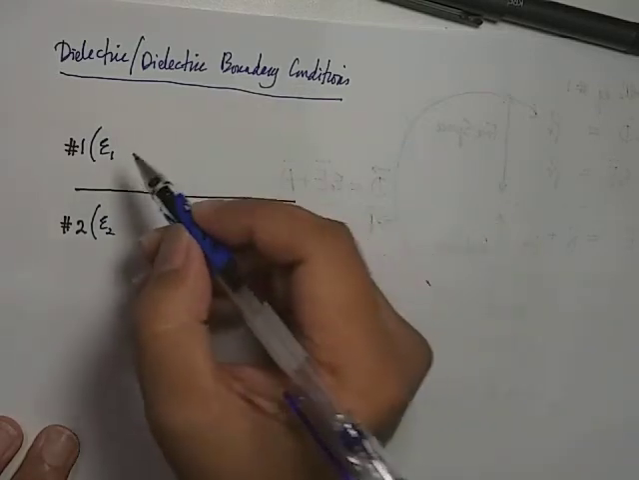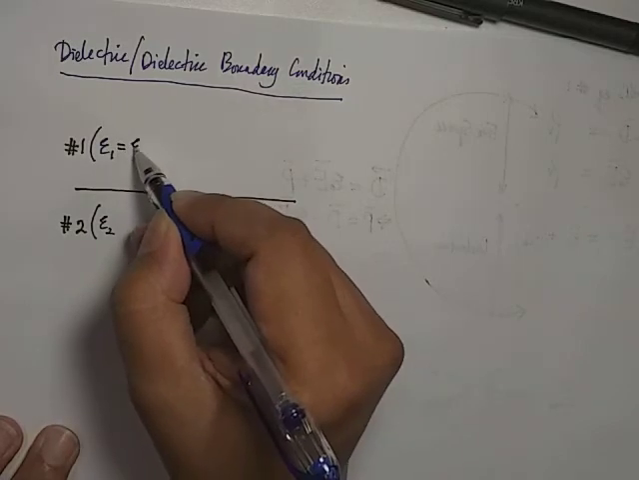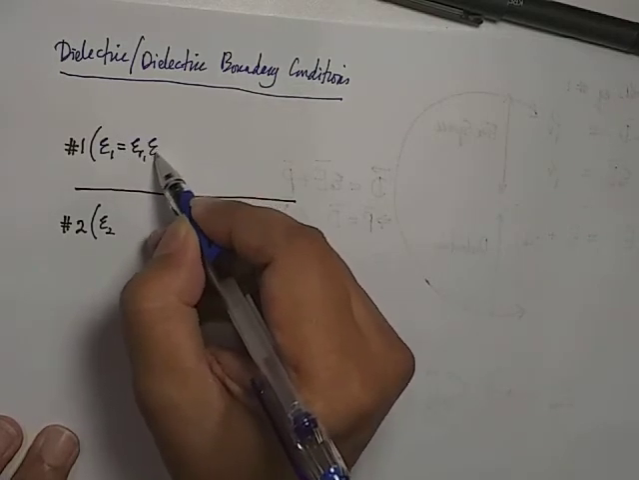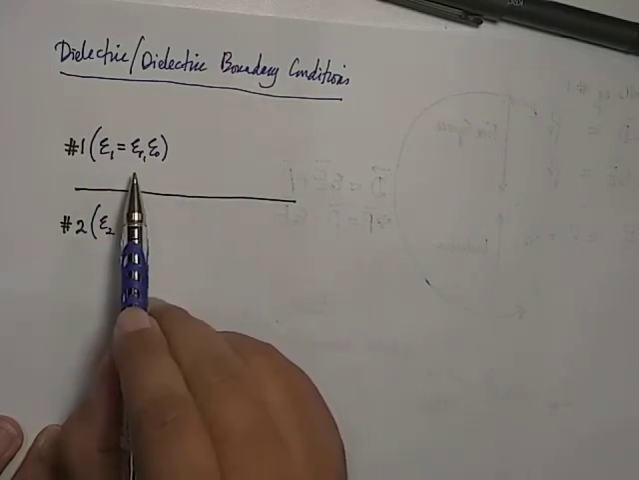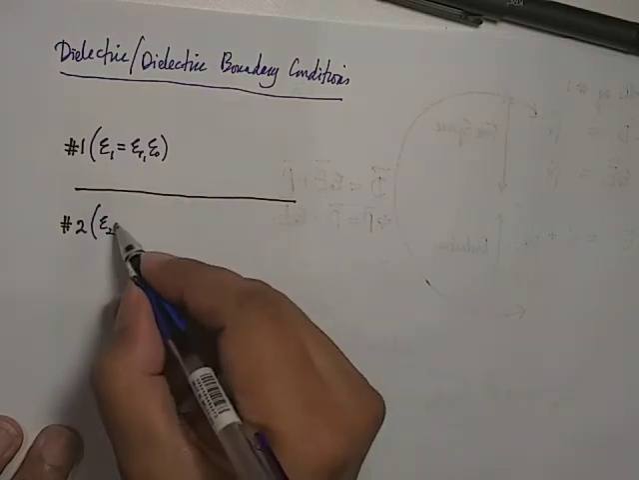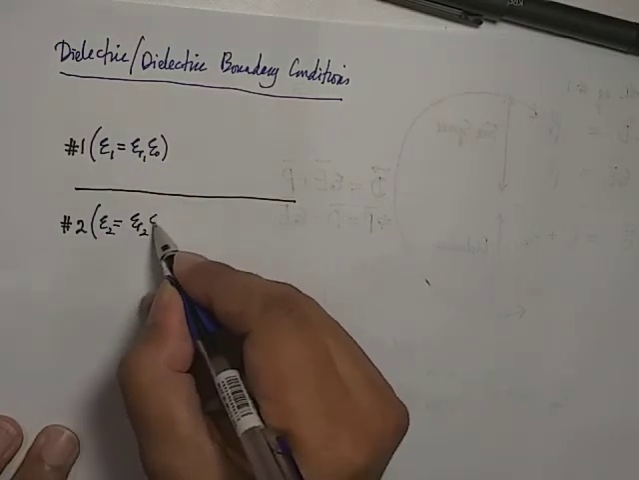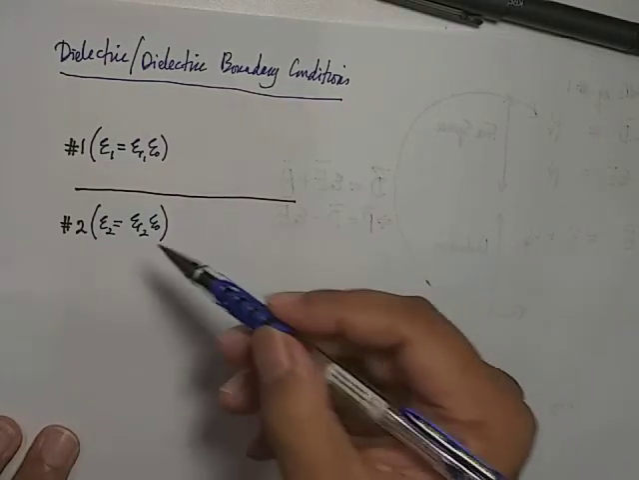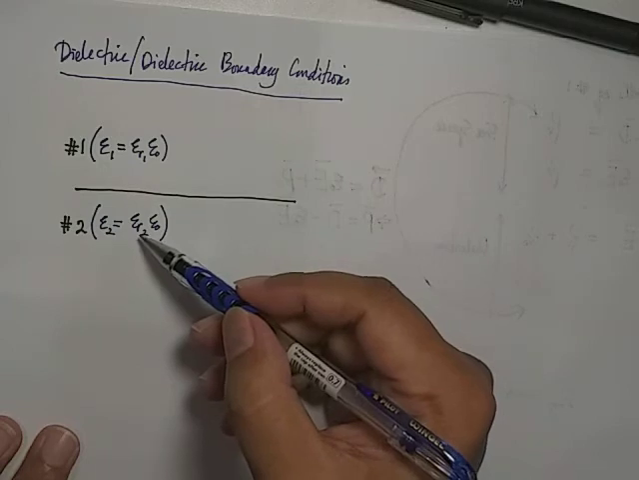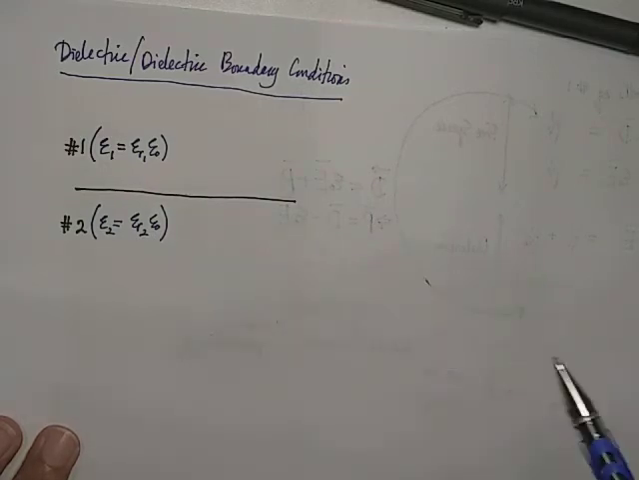Okay, so I can represent this epsilon 1 as epsilon R1 epsilon naught. Remember the equation we derived just now, the relative permittivity or dielectric constant of region 1. So this one should be represented as epsilon R2 epsilon naught. So that's how we're going to represent that. Epsilon R2, the dielectric constant that we just saw in the table just now.